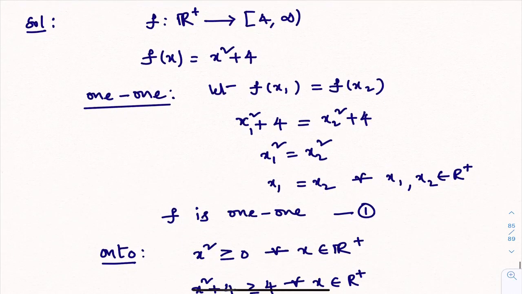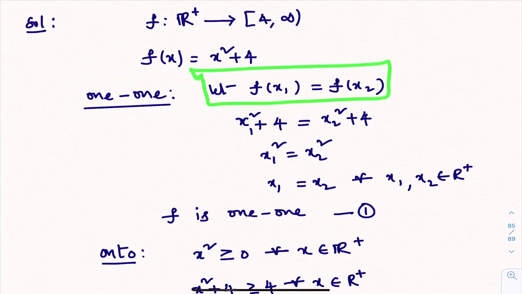First I will write the given information. They have given: f is from set of all positive real numbers to closed interval 4 comma infinity, and the function is defined as f of x equal to x square plus 4. We need to show that this function is 1-1. You know by this time, in 1.2 also we learned how to check whether a function is 1-1. First we will take f of x1 equal to f of x2.